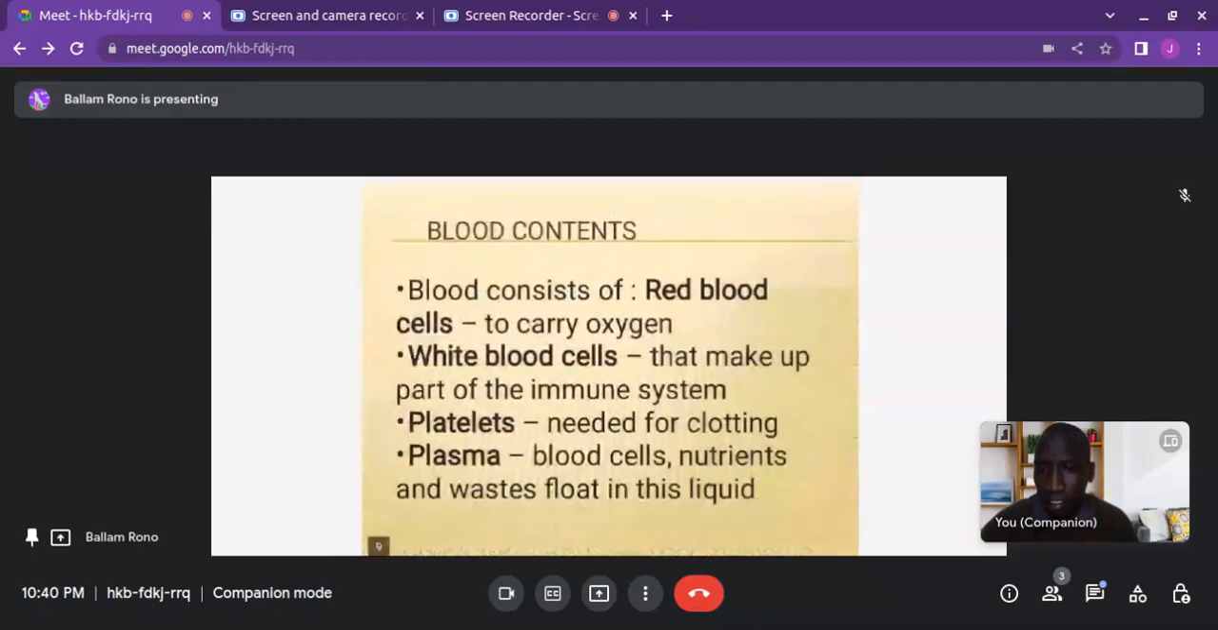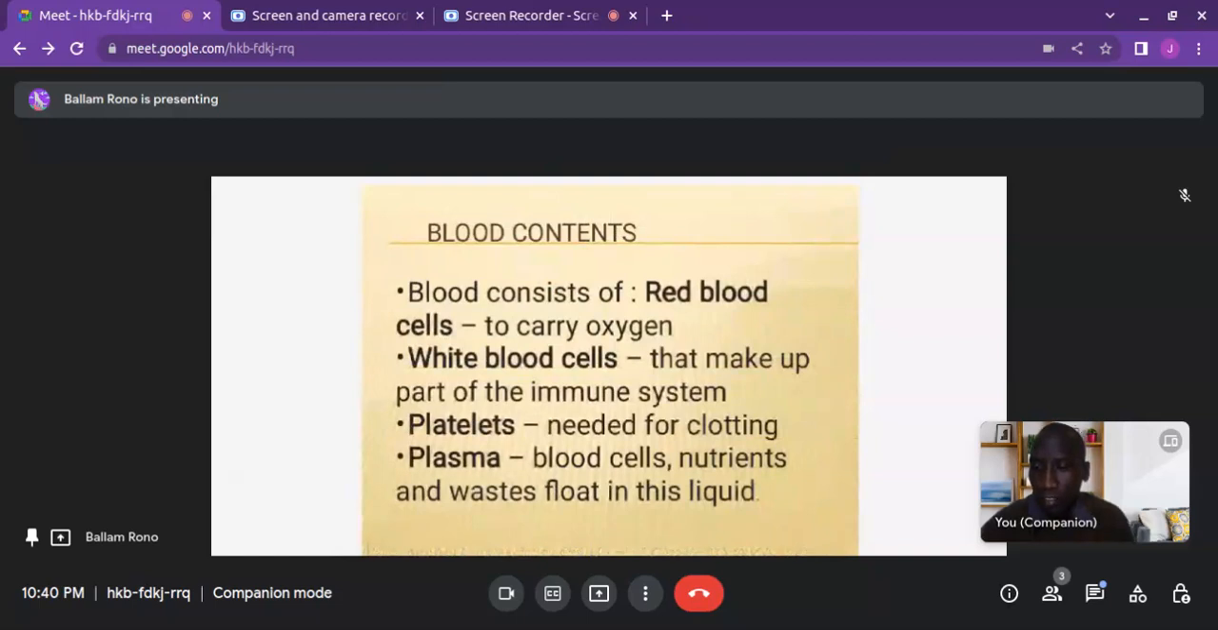And now we want to look at the blood contents. The blood consists of the red blood cells, whose main function is to carry oxygen, and the white blood cells that make up part of the immune system. We have the platelets needed for clotting, which stops bleeding when the body is injured, and we have the plasma. The blood cells, nutrients, and wastes float in this liquid known as plasma.